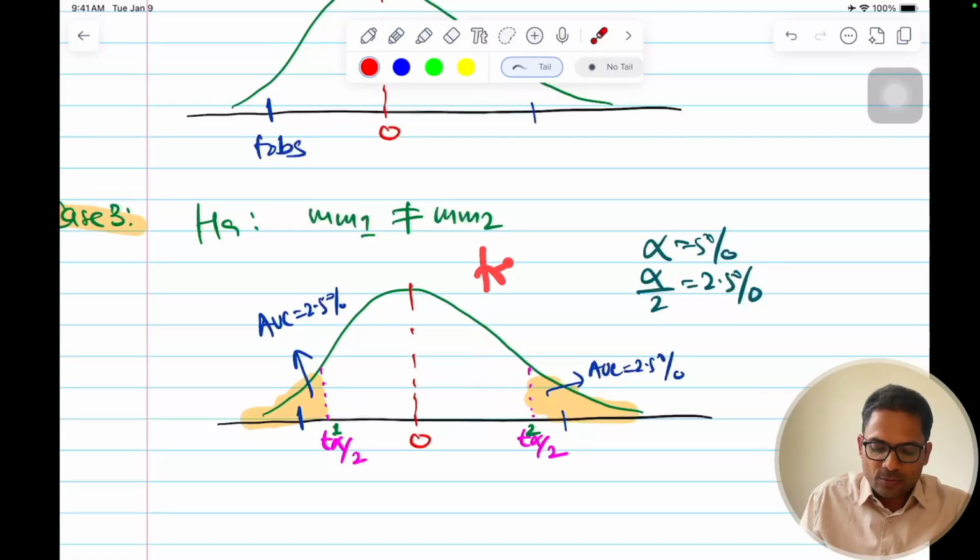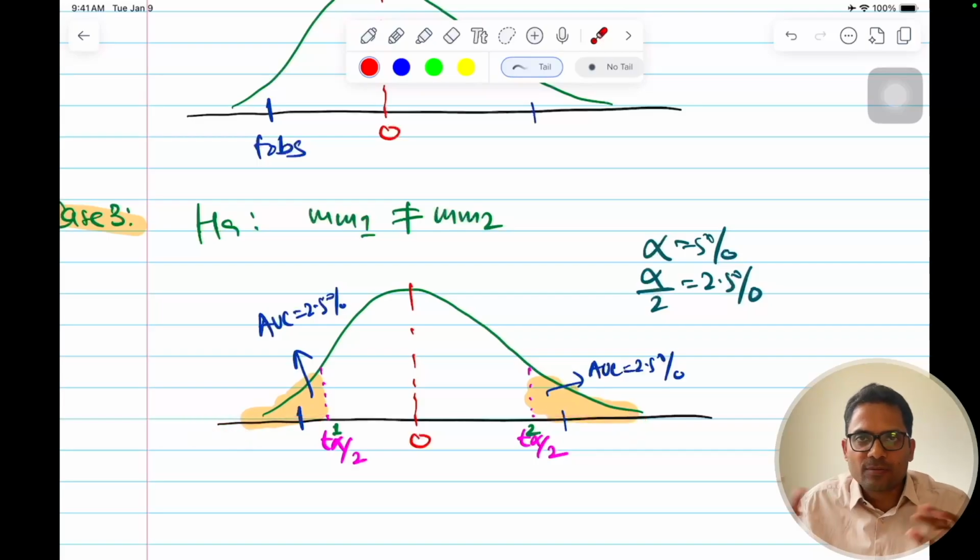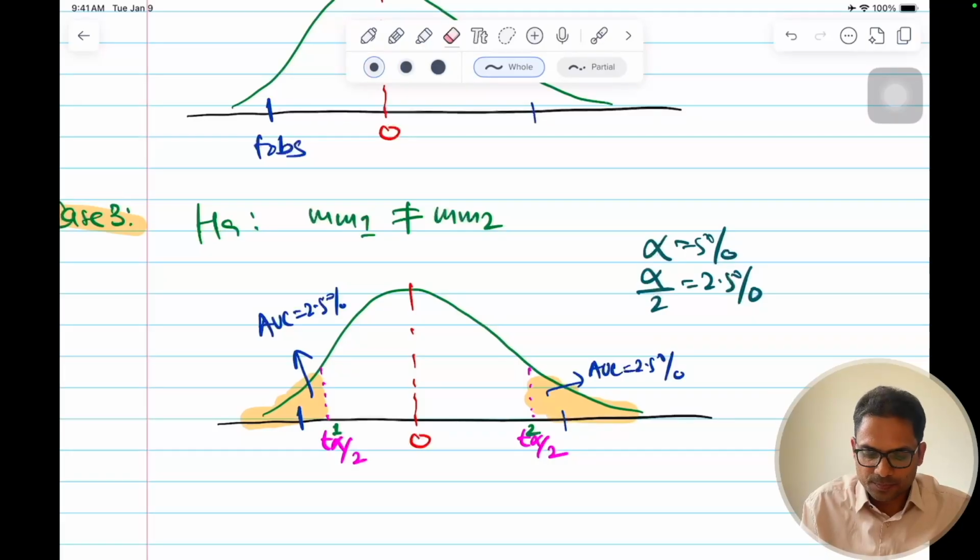If I'm getting only one value, then I can check whichever side it is. If it is going on the extreme left or extreme right, either of the sides, it is extreme, then I can reject it. Or if I'm getting it here, then I can accept it. I hope this is clear.